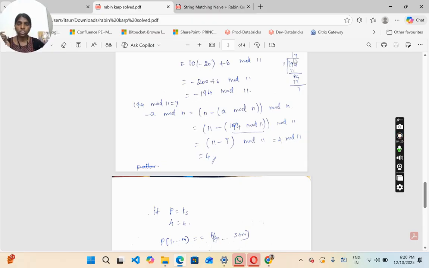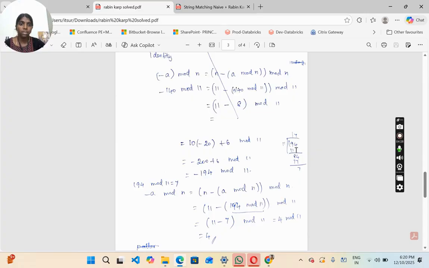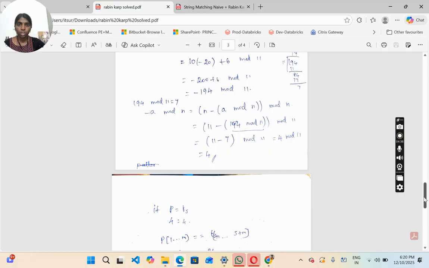When we have a negative term, first we need to find the mod 11 for the positive term. When we divide 194 by 11, we'll get remainder 7. So this is for positive 194. For negative 194, this remainder we need to minus from our q. This is the formula. So when we do 11 minus 7, we'll be getting 4. This is actually a rule: when we have a negative value, we can do like this. So after this rule, we are getting 4, which is matching with our pattern.